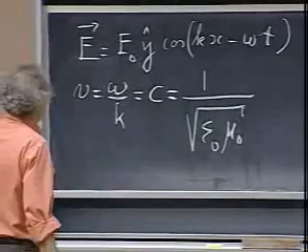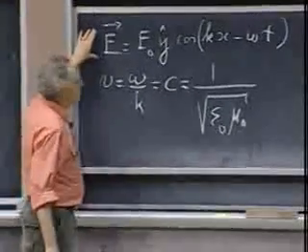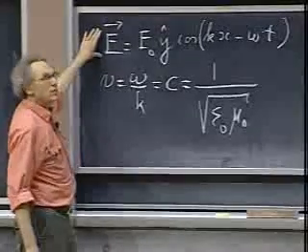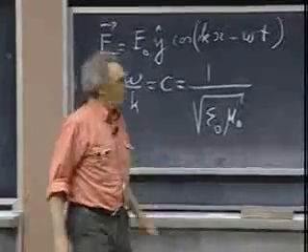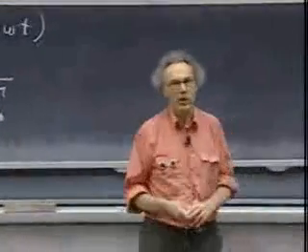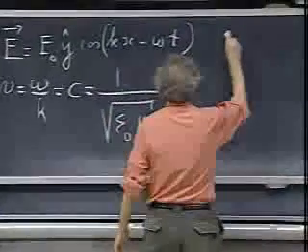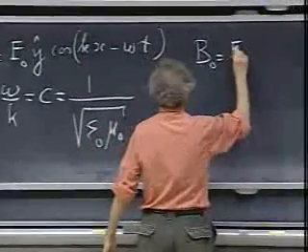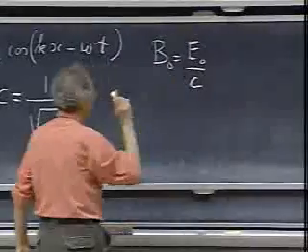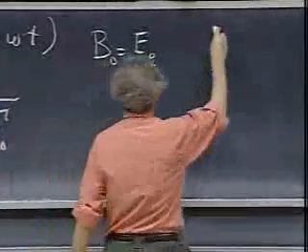And so, if you were asked, which would be a natural thing for me to ask you, what is the associated magnetic field? Well, the magnetic field is perpendicular to the direction of propagation. It's also perpendicular to E. And B0 is E0 divided by c in vacuum.